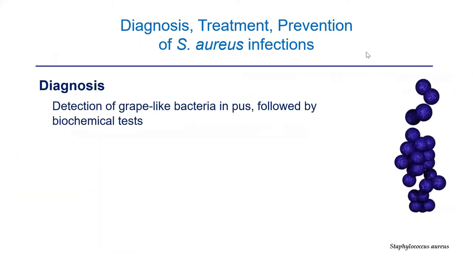So, diagnosis of staphylococcus. Often we're looking at a gram stain of the pus or the infection that identifies it as staphylococcus. And then usually those biochemical tests, and those biochemical tests are going to tell us if this is staphylococcus aureus or staphylococcus epidermidis. And often, if the treatment has been an issue, it's going to be followed up by antibiotic susceptibility tests to figure out what is going to work to treat that infection.